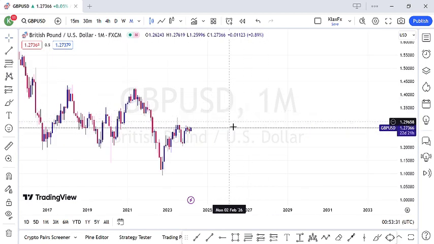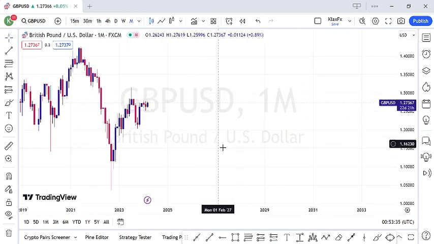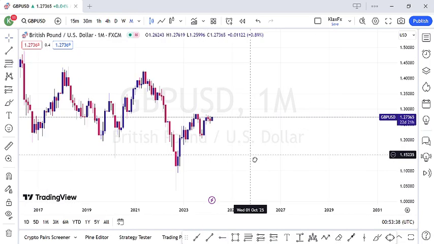This is a quick one. So today we'll be analyzing GBPUSD. I'll start by plotting my monthly SNRs.